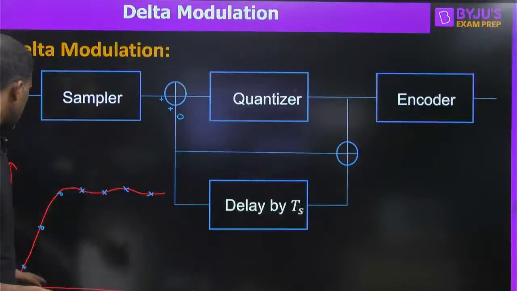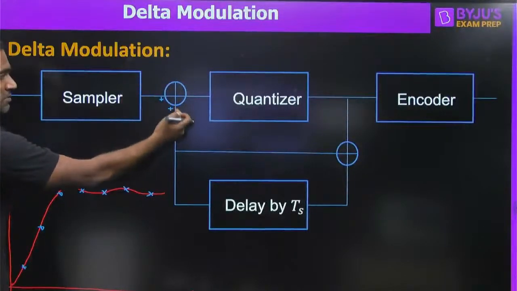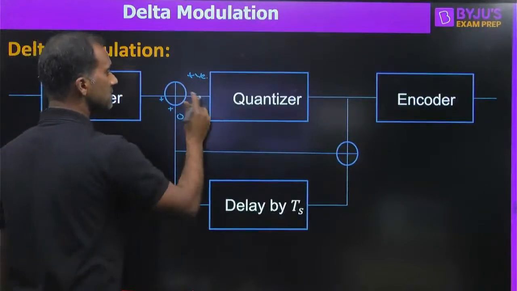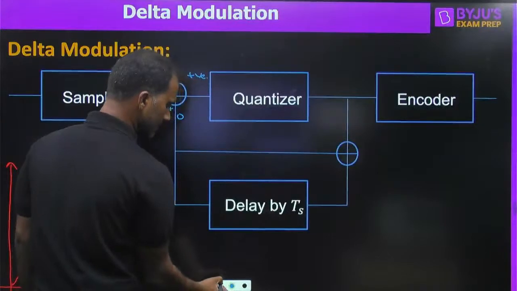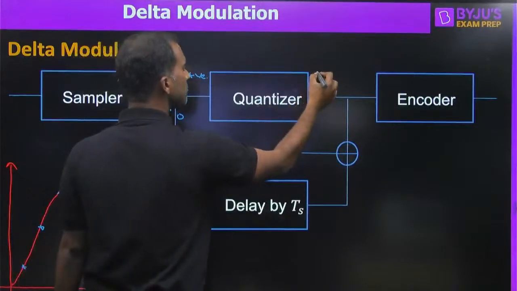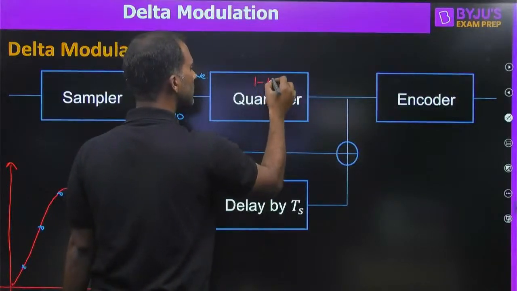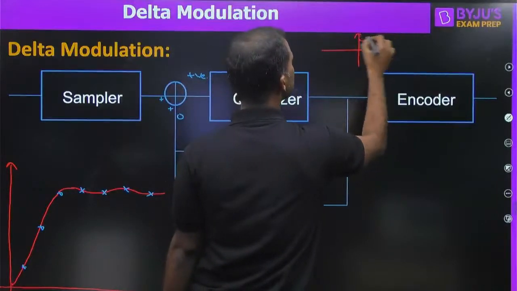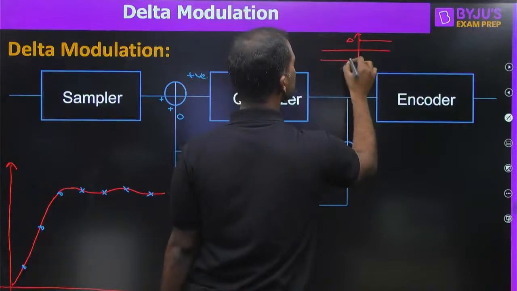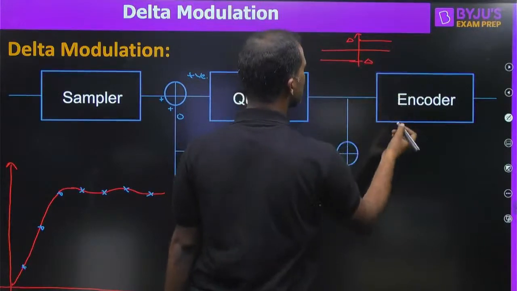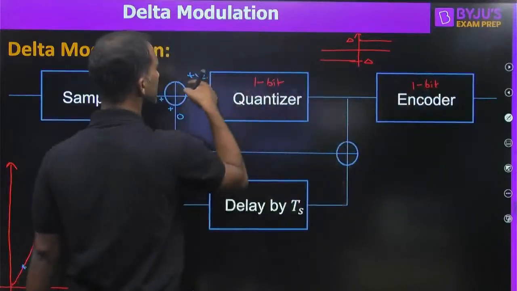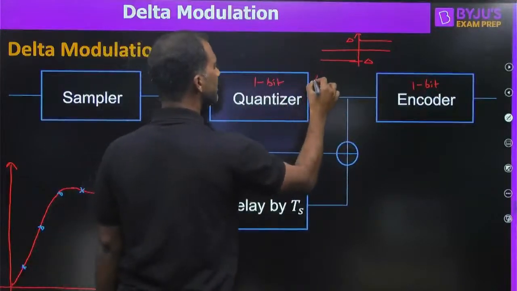So what is happening here? The first sample is positive. Positive sample minus 0 will be positive here. If it is positive here, the output of the quantizer, the 1 bit quantizer characteristics we have plotted previously: for positive values it will give delta, and for negative voltages it will give minus delta. This is the characteristic of the 1 bit quantizer, 1 bit encoder. When the input to the quantizer is positive, the output will be delta.